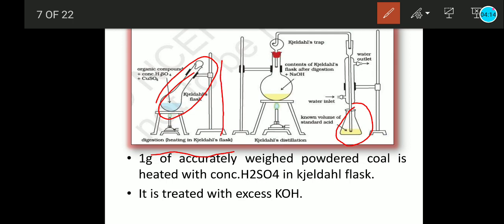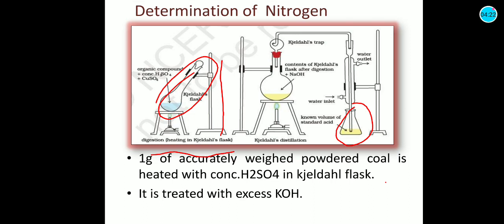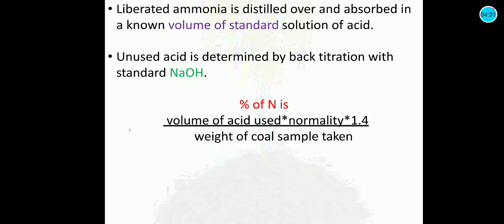Then the procedure for determination of nitrogen content. First, 1 gram of accurately weighed powdered coal is heated with H2SO4 in a Kjeldahl flask. It is treated with excess KOH. Then the liberated ammonia is distilled over and absorbed in a known volume of standard solution of acid. Then unused acid is determined by back titration with standard NaOH.